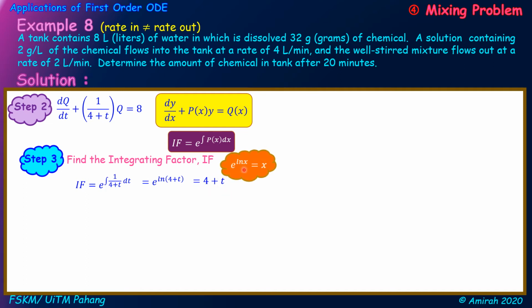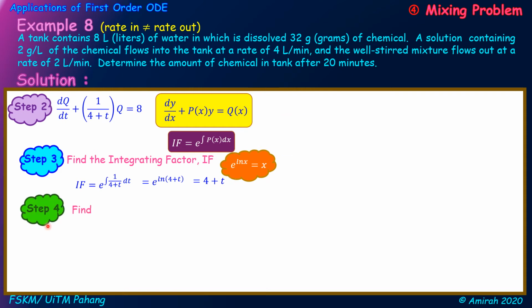Because from this formula, e to the power of ln x equals x. But the coefficient of ln should be positive 1. That's why we get 4 plus t from this formula.